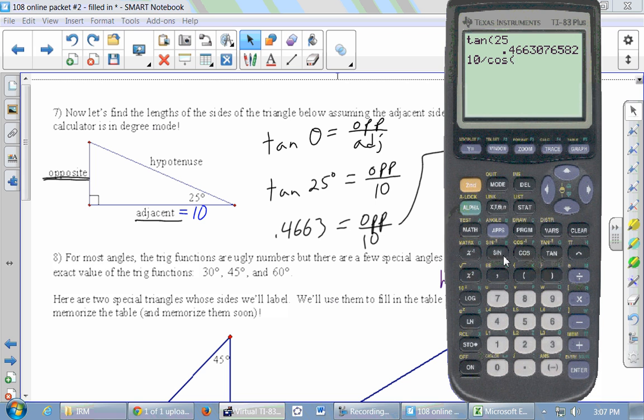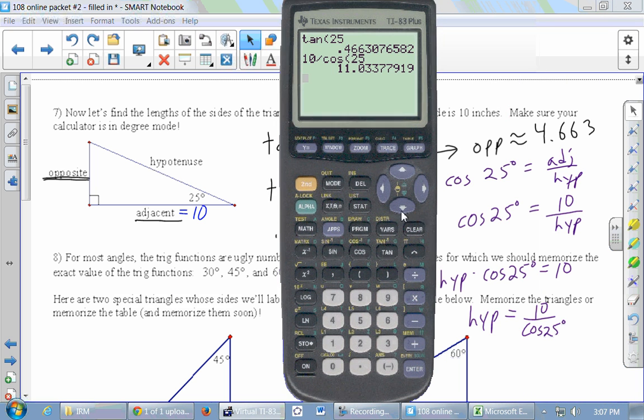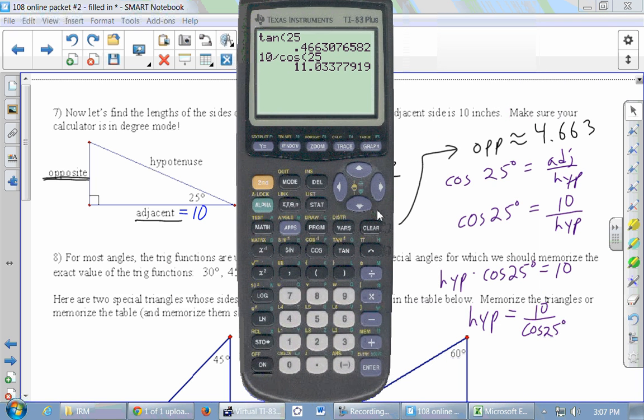So you've got your three trig buttons right here. There's sine, cosine, and tangent. I said there are 6 trig functions; we'll talk about how to get the other ones on the calculator soon enough. So we said 10 divided by tangent of 25, and we get 11.034.